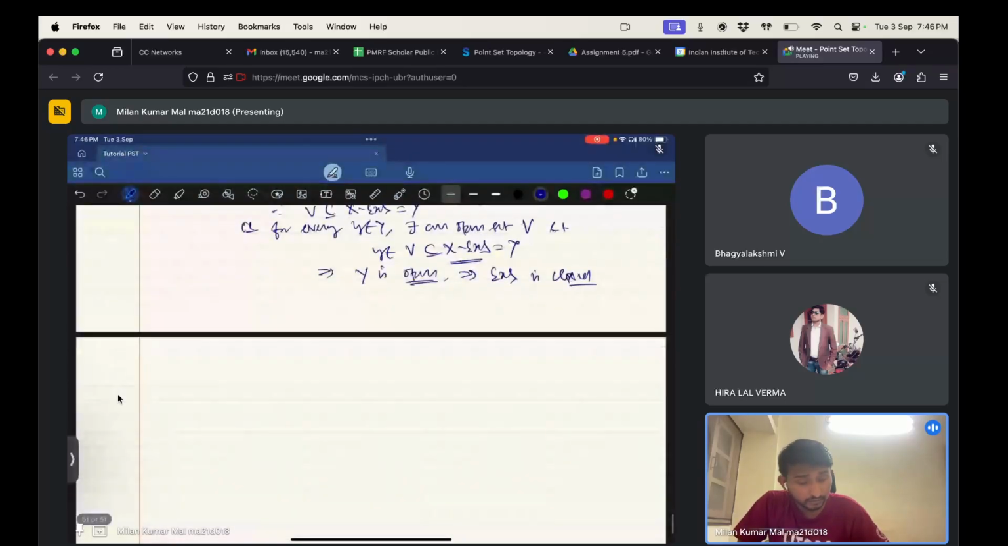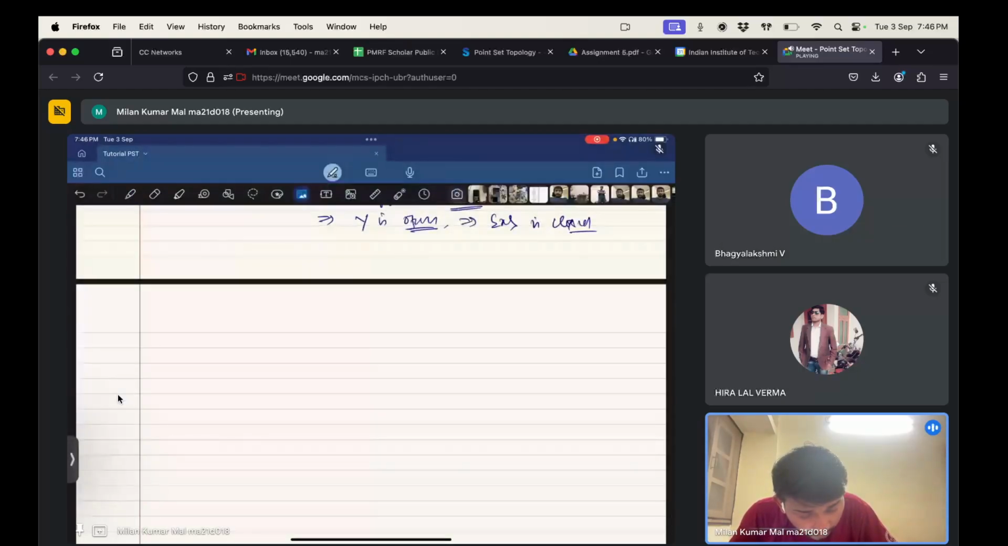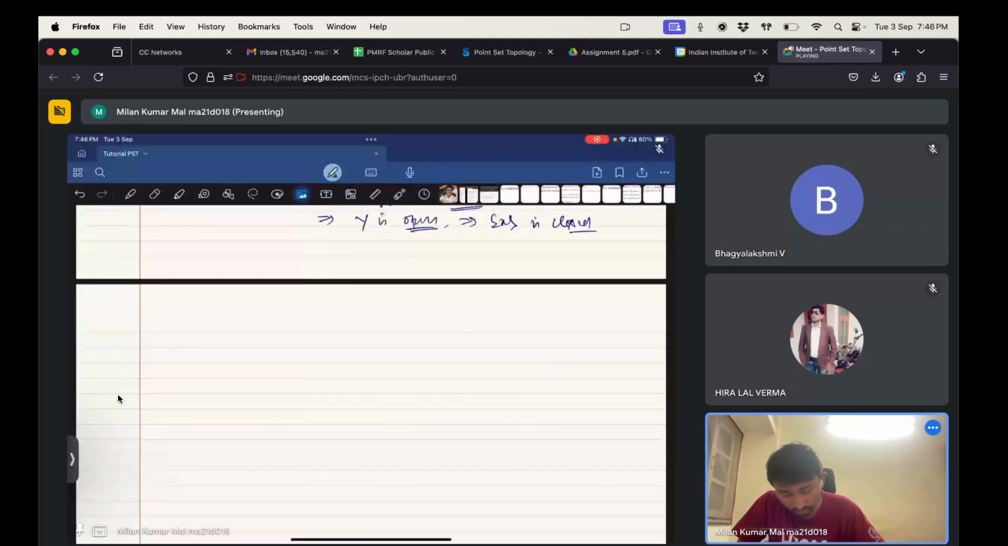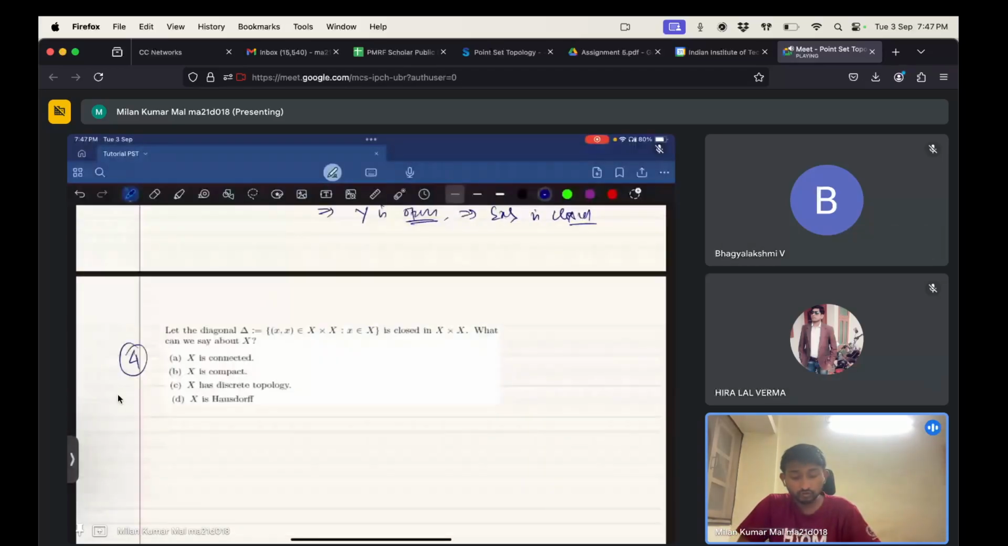Okay. Next is question number 4. Diagonal. That is a very interesting question. This is question number 4. It says that the diagonal Delta of X is closed in X cross X. What can we say about X? The answer will be that X is Hausdorff, and the others will be not true.